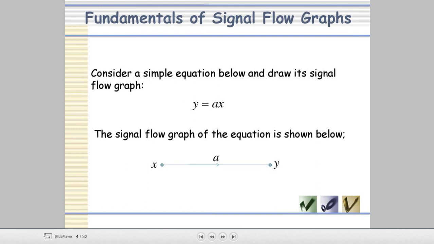Fundamentals of signal flow graph. Consider a simple equation below. Draw the signal flow graph for that. So y is equals to ax is the equation. So we can draw the signal flow graph for this. This x is input, y is output. Y by x we know is the transfer function. X is input, y is output, and this is the gain.